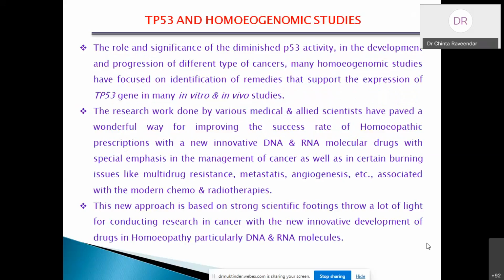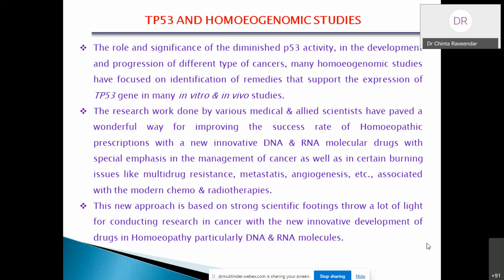Now, a little bit on P53 and homeopathic studies I will share, to give a lot of thought-provoking ideas to the participants. The role and significance of diminished P53 activity in the development and progression of different types of cancer. Many homeogenomic studies have focused on identification of the remedies that support the expression of the P53 gene in many in vitro and in vivo studies.